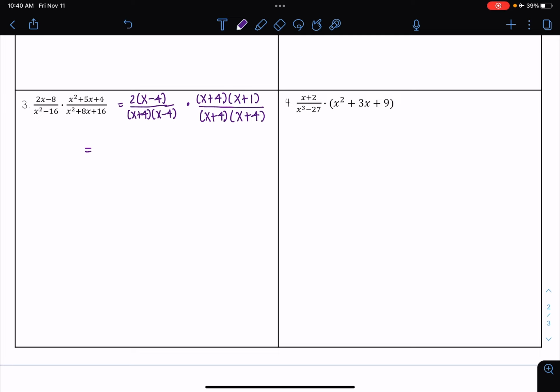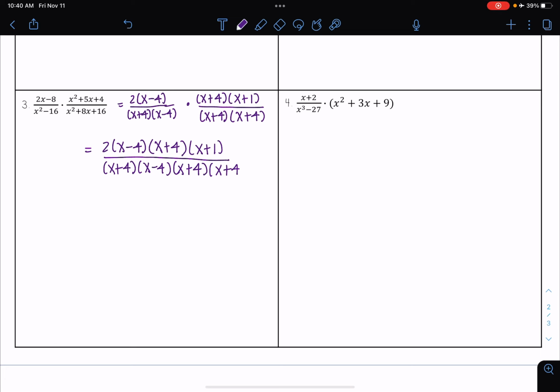And then now I can go ahead and multiply across. So when I multiply across, I have 2 times (x minus 4), (x plus 4), (x plus 1), over (x plus 4), (x minus 4), (x plus 4), (x plus 4). So a lot of x plus 4s.